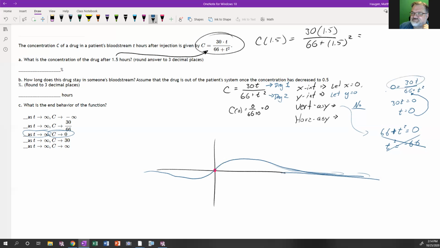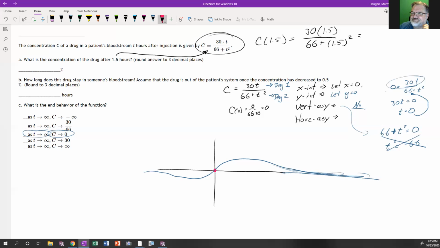So when we're asked how long does the drug stay in someone's bloodstream? Well, according to the model, it stays in the bloodstream forever. But of course, in practice, as soon as it gets less than a certain amount, it's essentially gone from the bloodstream. Essentially, I mean, literally, as long as it's less than 1 molecule of this drug, then it's gone.